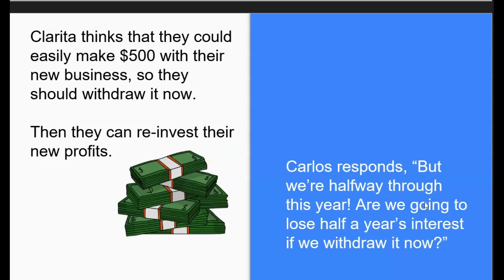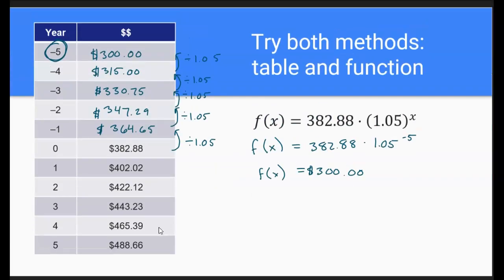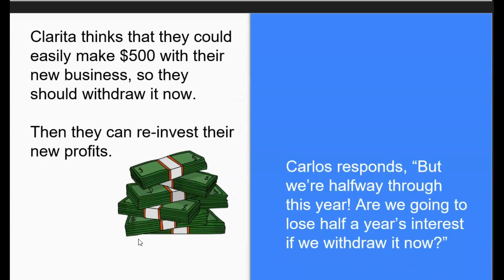So Clarita thinks they could easily make $500 with their new business. Remember, we projected they'd have just under $500 in another 5 years. So Clarita thinks if they start a new business now, they could easily make that, and they should withdraw it now so that they can reinvest that money, and that can start making more interest. But Carlos has a concern. Carlos responds, "But we're halfway through the year. Are we going to lose half a year's interest if we withdraw it right now?"